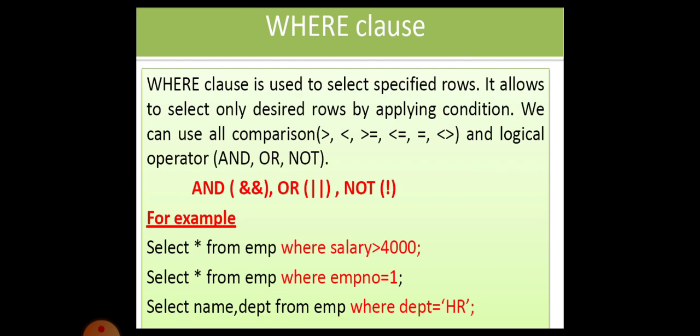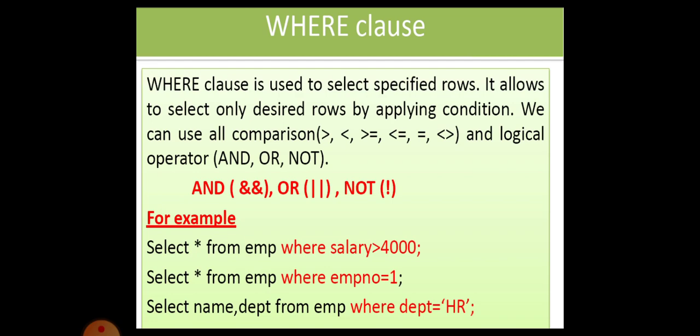Look at the first example. Select star from employee, so select all the details from employee where salary greater than 4,000. So how will the query be executed? The compiler first goes for the employee table, then it finds the column called salary. Within the column, any value which is greater than 4,000 will be fetched and displayed to the output, all the details of that particular record.